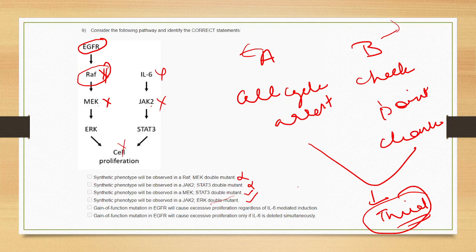Yes. Why? Because EGFR is upstream of IL-6 and RAF. So whatever is upstream is not dependent on the downstream molecules. The expression of EGFR is not dependent on IL-6. So whether IL-6 mediated induction is happening or not, the EGFR function will continue. It is independent of IL-6 function, because it is upstream of it. So this is correct.